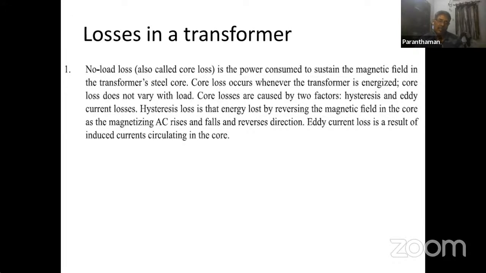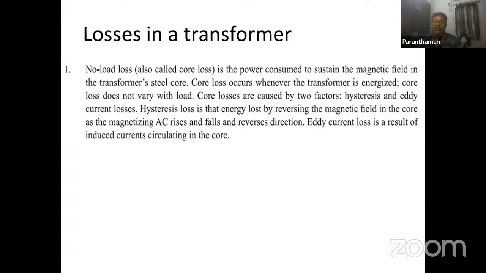Hysteresis loss is nothing but the alternating current goes positive and comes to negative. The hysteresis loss comes from magnetizing and demagnetizing, which makes the dipoles align, de-align, and align again. So this will make internally some heat. The heat will be lost, and this is termed as hysteresis loss.